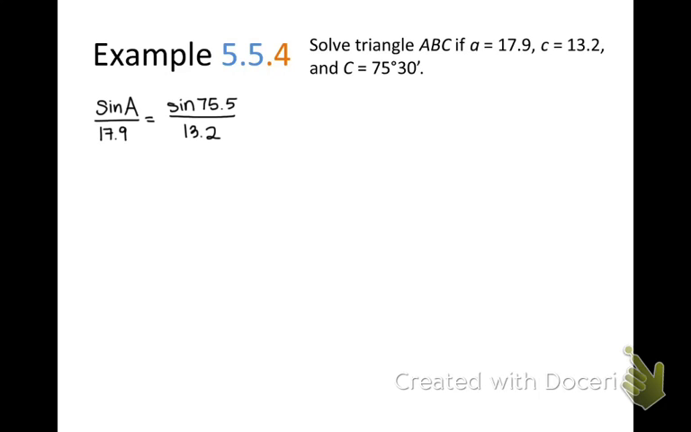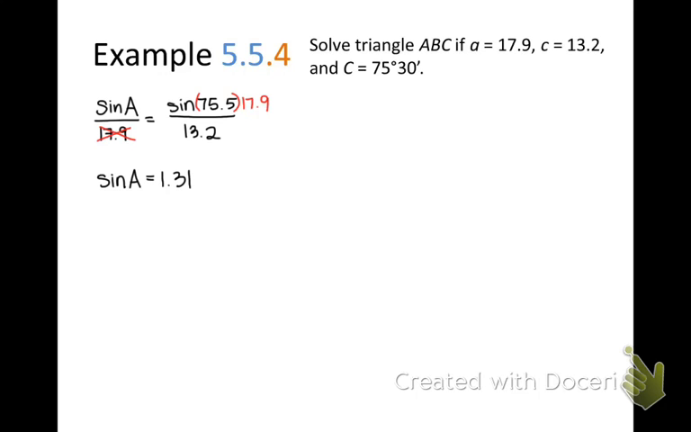All I need to do at this point is multiply by the 17.9 to get it off of this side. When you're punching this into your calculator, you open a parenthesis, so you need to close it before you multiply by that 17.9. Make sure that you're in degree mode as well. So we get that the sine of A is equal to 1.31.